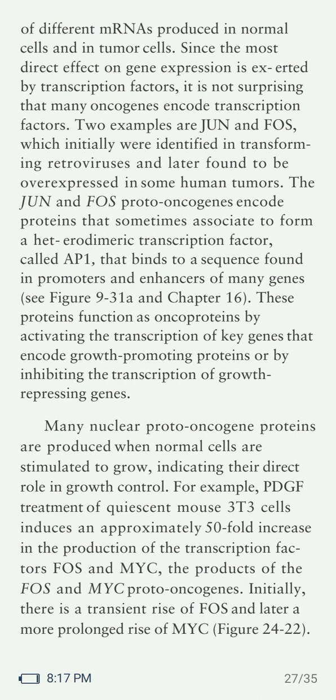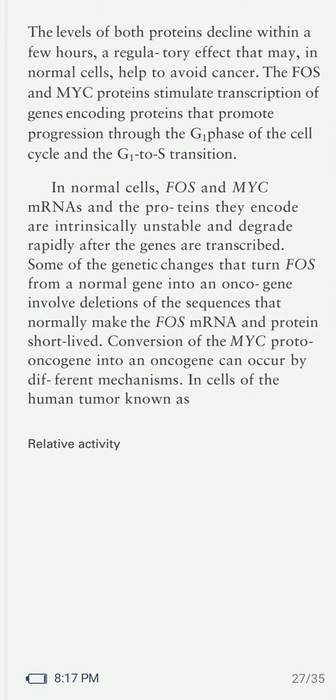Many nuclear proto-oncogene proteins are produced when normal cells are stimulated to grow, indicating their direct role in growth control. For example, PDGF treatment of quiescent mouse 3T3 cells induces an approximately 50-fold increase in the production of the transcription factors FOS and MYC, the products of the FOS and MYC proto-oncogenes. Initially, there is a transient rise of FOS and later a more prolonged rise of MYC.